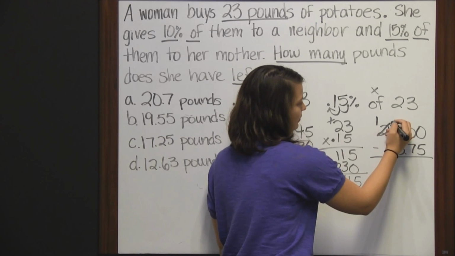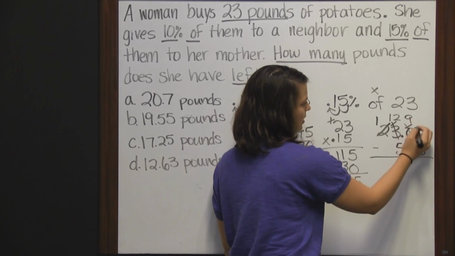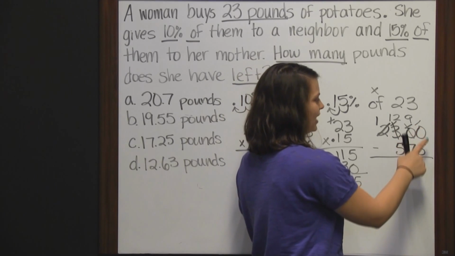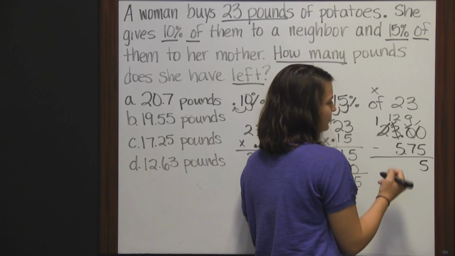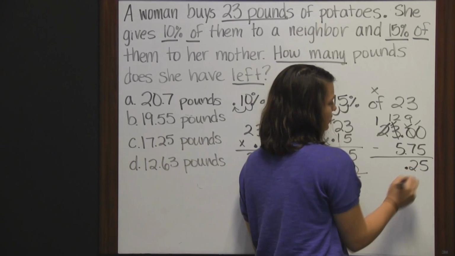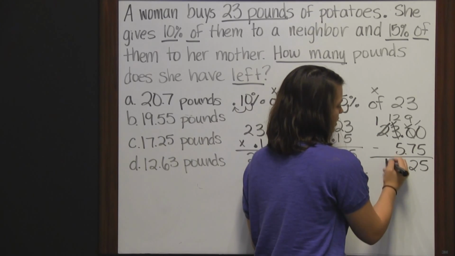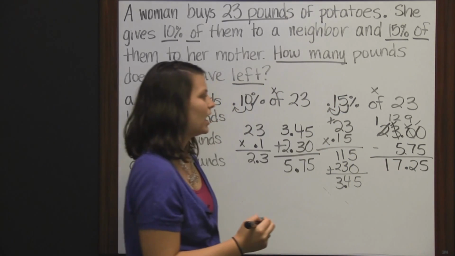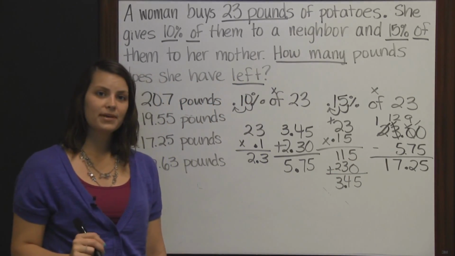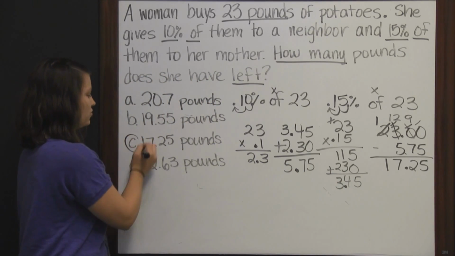So this is 13, but we've got to borrow from that. It becomes 12. 10, but we've got to borrow from that. It becomes 9. And then finally we have a 10 there at the end. So 10 minus 5 is 5. 9 minus 7 is 2. We bring that decimal down. 12 minus 5 is 7. And then we bring down the 1. So that means that after she gives away the 5 75/100 pounds to her neighbor and her mom, she's left with 17 25/100 pounds, which is answer choice C.